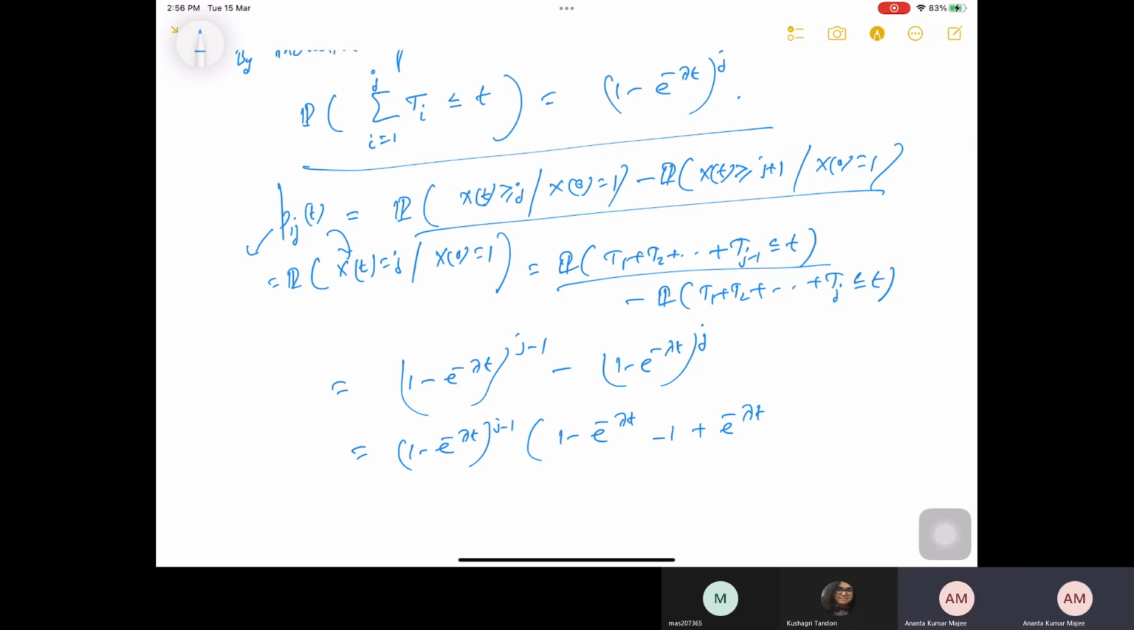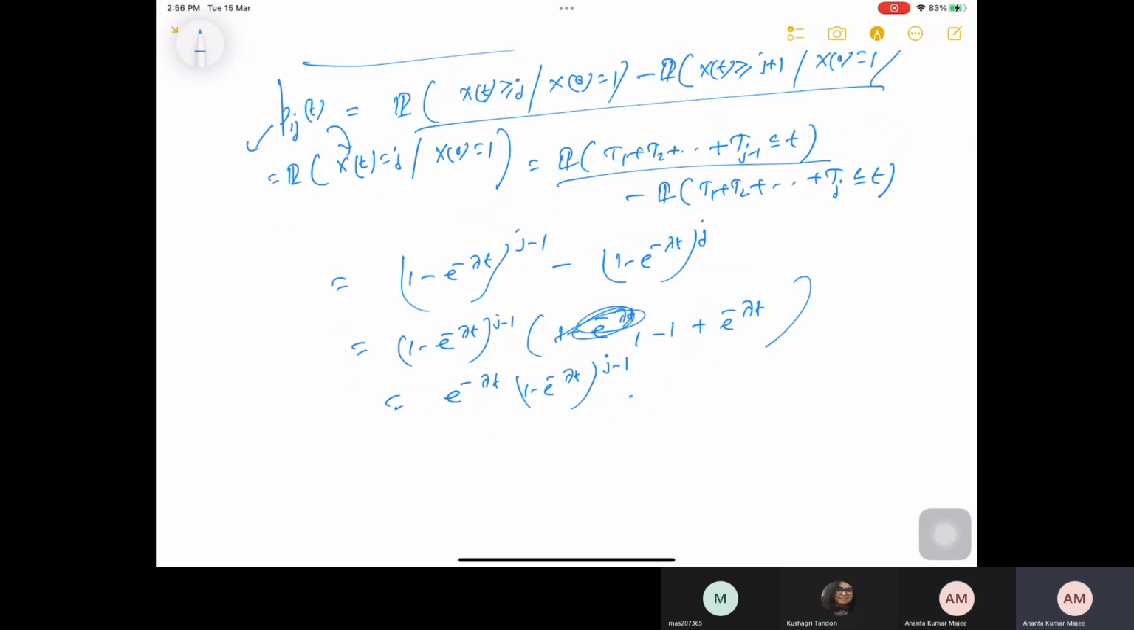Am I right? Oh, sorry, this is just 1, then minus 1 plus this thing. So this is nothing but e to the power minus lambda t times (1 minus e to the minus lambda t) to the power j minus 1. Is it not?